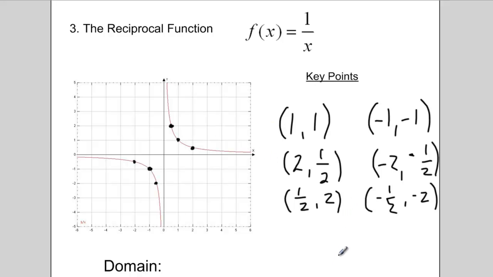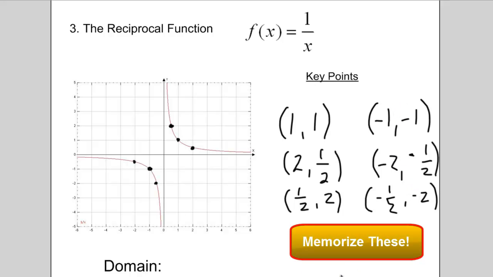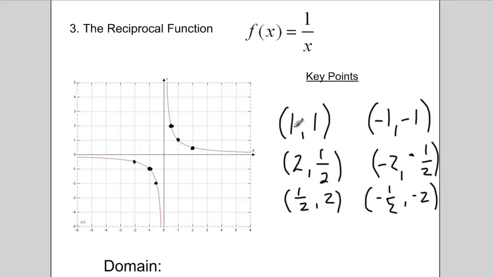And so you can see we have 6 different key points that are truly used to define this function, the reciprocal function. All 6 of these points are ones that you're going to need to memorize. You can't just use the positive ones, and you can't just use the negative ones. You need to use all 6. Because when we want to accurately plot these transformations, some of these are going to be transformed a little differently than the negative ones, or maybe the negative ones will be transformed a little differently than the positive ones. So we need to use all 6.